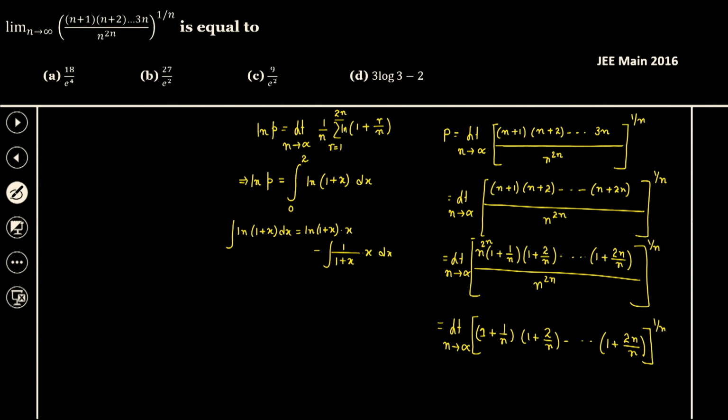Now this second integration can be performed as x log(1 plus x). For the second integration, we just write it as (x plus 1 minus 1) divided by (x plus 1) dx. That implies x ln(1 plus x), sorry, minus the integration of dx minus the integration of dx by (x plus 1). That finally gives you x log(x plus 1) minus x minus log of (x plus 1). That's it. So this is the final integration.